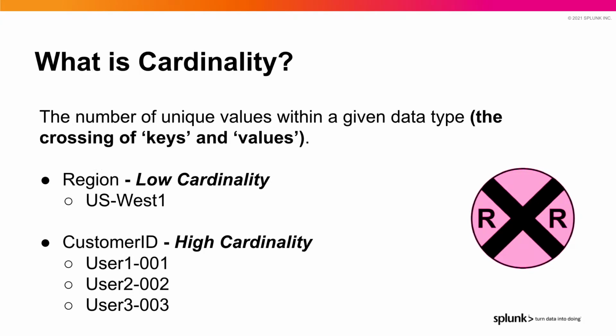So what is cardinality? Cardinality is the number of unique values within a data type. It's really the crossing of keys and values. For example, if we take a look at a region, that pretty much represents low cardinality since we typically do not have many within our cloud providers. Now, when we look at a customer ID, that's definitely high cardinality. Why? Because each of the customer IDs represents a different value within our data type.